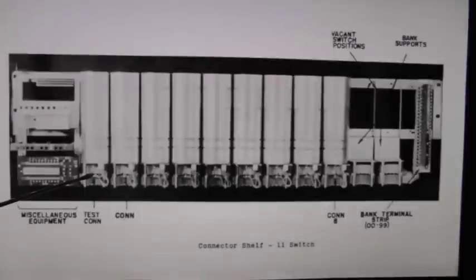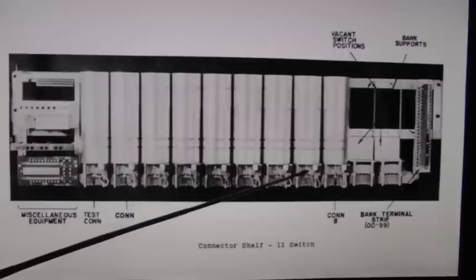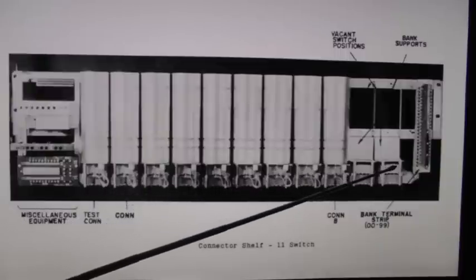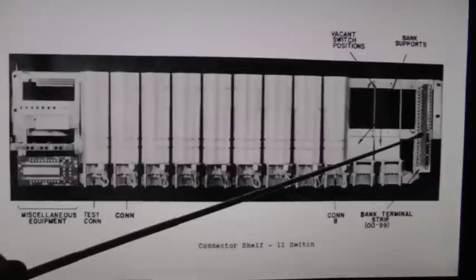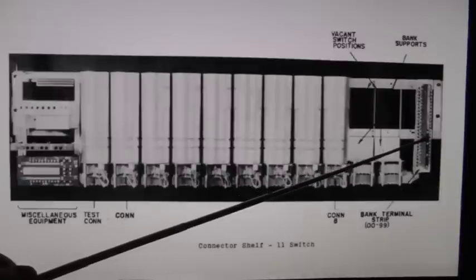So the way the bank multipling works is that the 100 tip, ring, and sleeve leads on this bank are multiplied directly over to the 100 tip, ring, and sleeve terminals on this bank. And they are multiplied over to the 100 tip, ring, and sleeve terminals on this bank. And so on all the way across. And then finally the 100 tip, ring, and sleeve outputs are cabled into this terminal strip. And from the other side of the terminal strip, they're cabled over to the intermediate distributing frame.